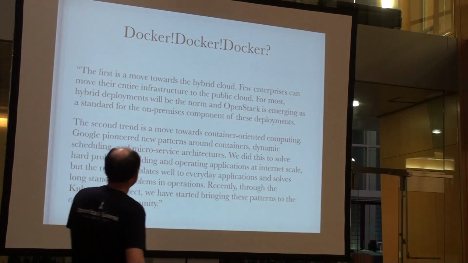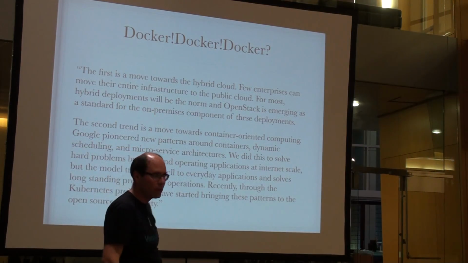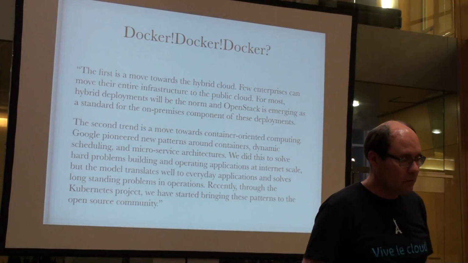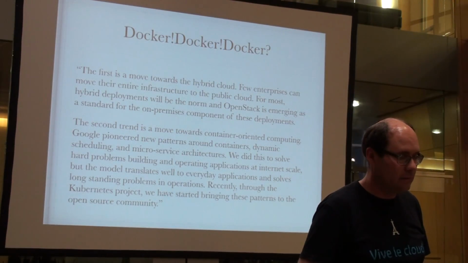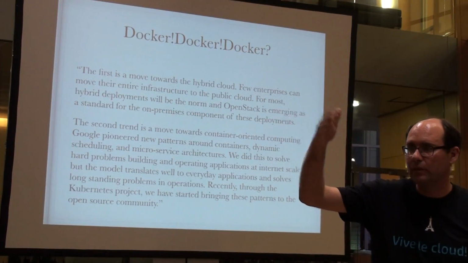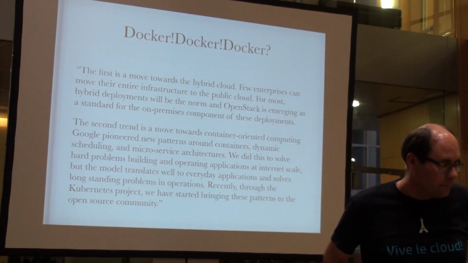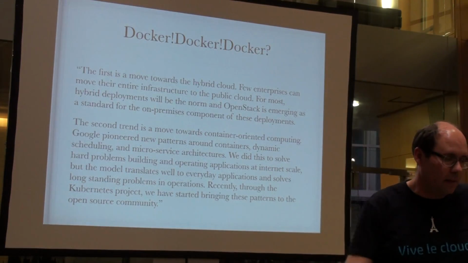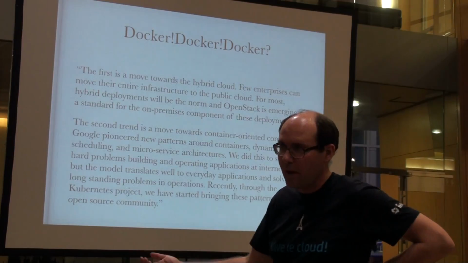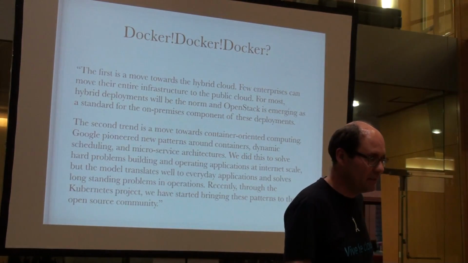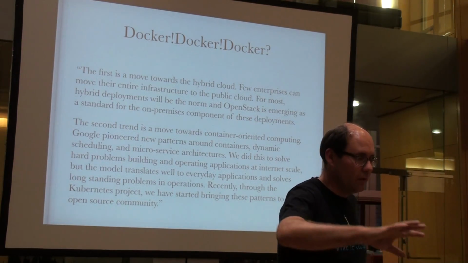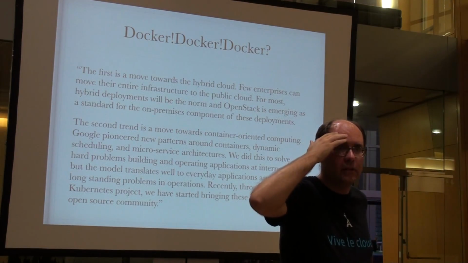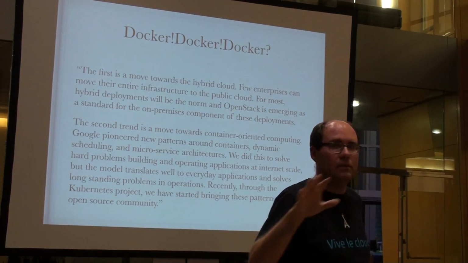And this is from what we... a hybrid cloud. So hybrid means you can burst stuff out to their stuff. And few enterprises can move it all to the public cloud. For most, hybrid will be the norm, and OpenStack is emerging as a standard for on-premise components of these deployments. And of course, it's container-oriented computing. Do you guys have an idea why people go container-oriented computing?